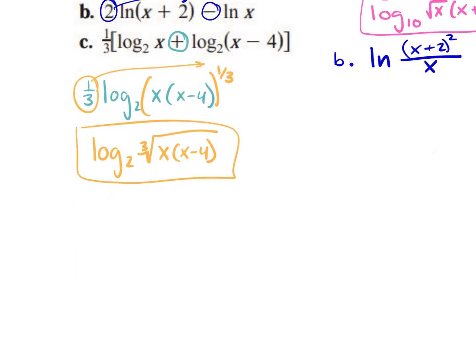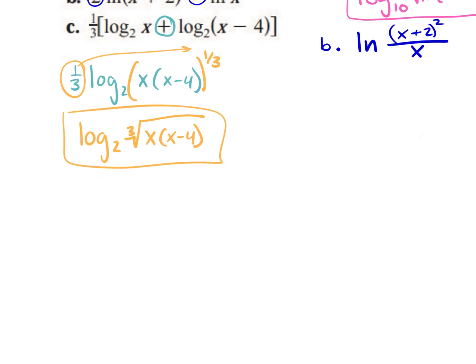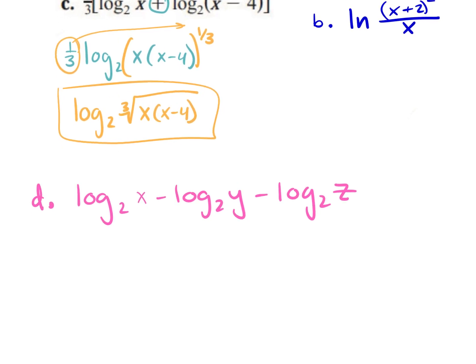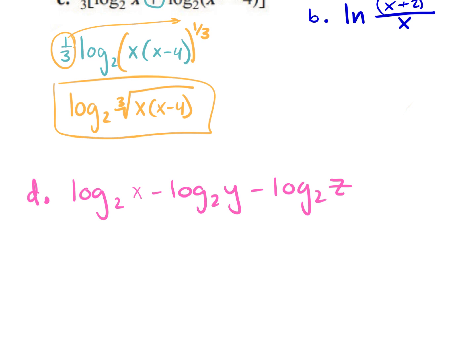Now a common one that you will probably see on the homework that really stumps people. Let's say we had log base 2 of x minus log base 2 of y minus log base 2 of z. So I'll call this D. What goes with subtraction? Division. Now, every log that's negative is going to go in the denominator for our division. So if it's positive, it goes up top in the numerator.